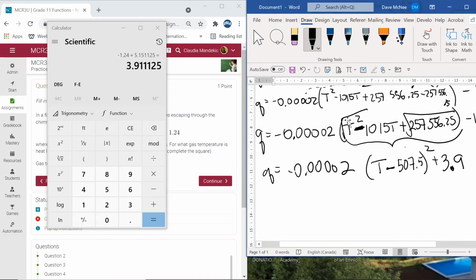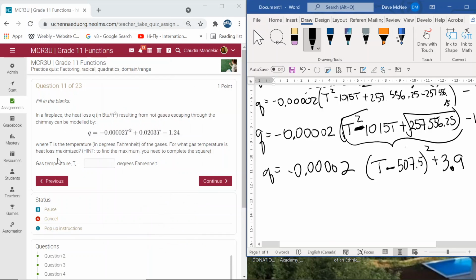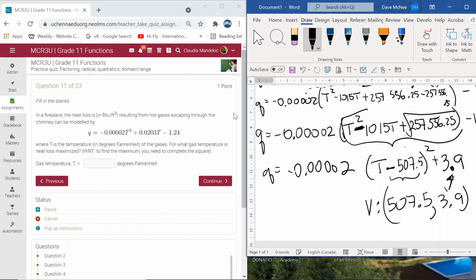But let's go ahead and take a look. What's the problem actually asking me now that I've completed the square? The problem says, for what gas temperature is heat loss maximized? So I need to find the T at the vertex, right? Because maximize means that the T is at the vertex. Well, the T value of the vertex is this value right here, which of course I have to change the sign when I put in the vertex, and it's 507.5. So at the end of all of this, I really don't even need the 3.9 here, because that is the Q, which is the heat loss. So if I was asked about heat loss in BTUs per cubic feet, I would plug in 3.9, but I'm asked for the temperature, 507.5.